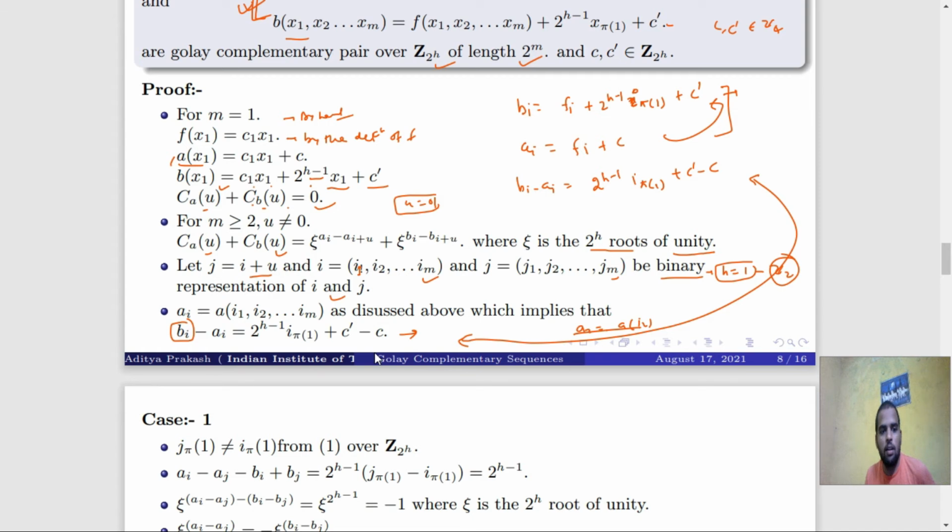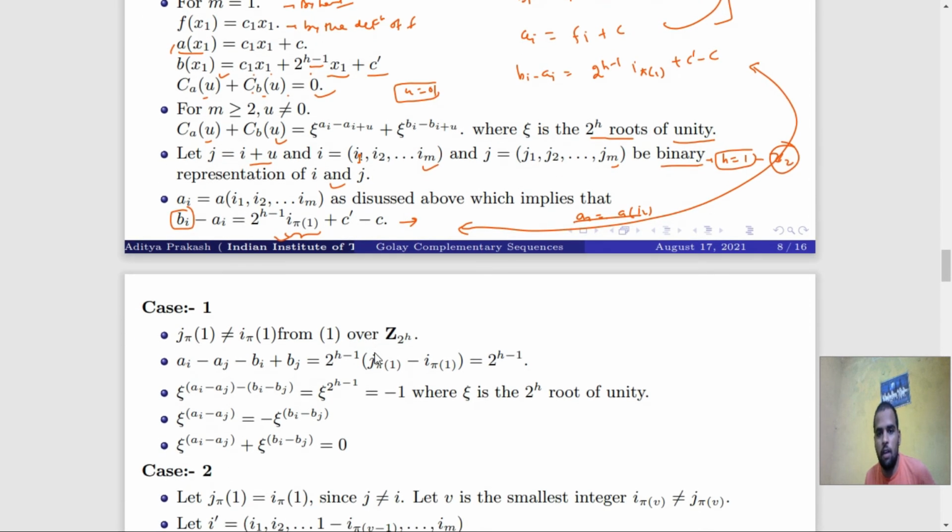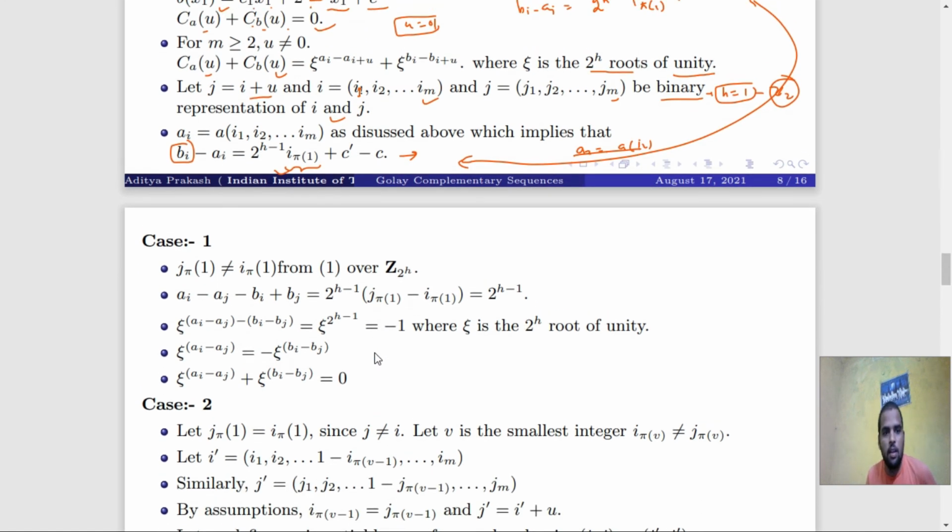Okay, now there are two cases possible: if j pi i is equal to i pi i, and the other, j pi i not equal to i pi i, because it depends upon a pi i. So first of all we take the case where the values are not equal, that is, i and j values are different, and let us see what will happen in that case. If j pi i is not equal to i pi i, then a_i minus a_j minus b_i plus b_j is nothing but simply this in this case.